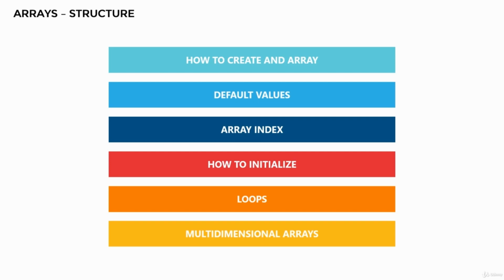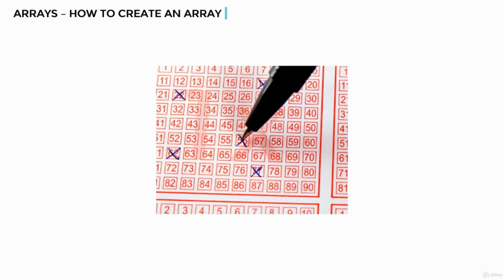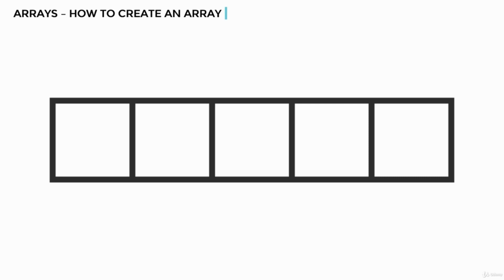Alright, let's do this. We're going to use lottery numbers in this lecture as an example. In my country, we have many lottery types. The most popular one is when there are 90 numbers from 1 to 90, and you have to choose 5 and put crosses on them, as you can see in the picture. So how can you create an array that can store the lottery numbers?